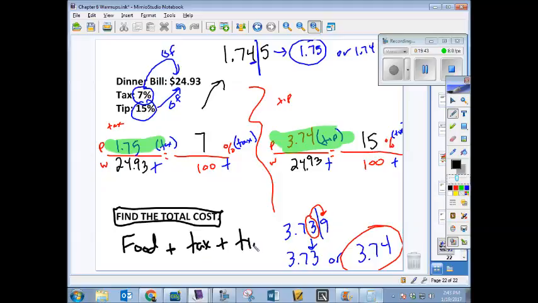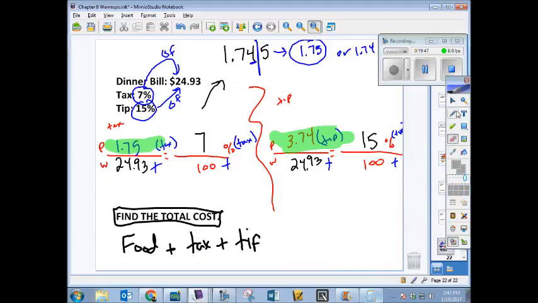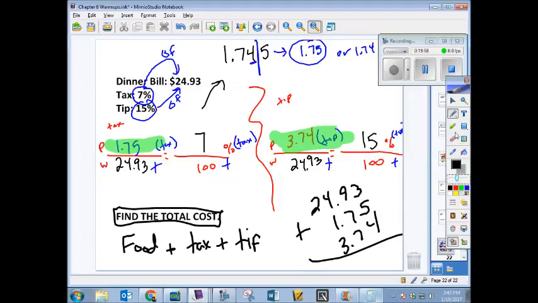Now, I saw some people doing this on their formatives and whatnot. I see people adding like this, 24.93 plus 1.75 plus 3. That's fine. If you want to do that, I don't care. That's great. It's practicing an elementary skill. That's great. I have no issue with that.